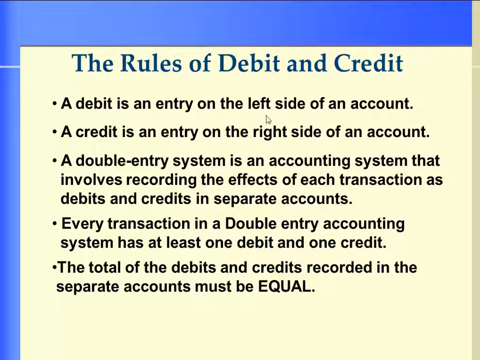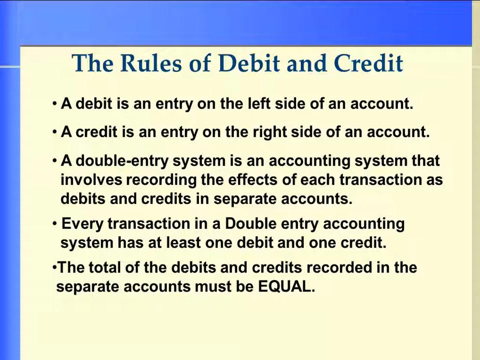Rules of debit and credit. So we went over this, but I would know the increase and decrease of each account. A debit is an entry on the left side of the account, credit right side. The double entry system of accounting, again, assets equals liabilities plus owner's equity, will always be in effect. So it involves recording the effects of each transaction as debits and credits in separate accounts. Every transaction is a double entry accounting system.